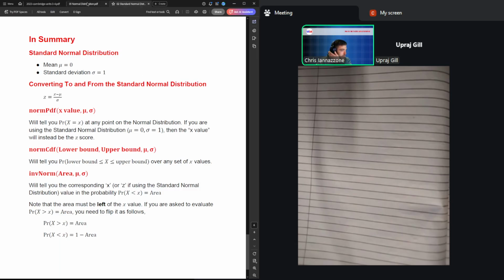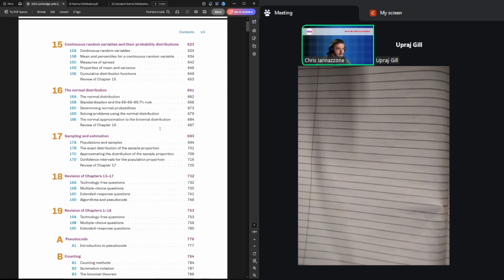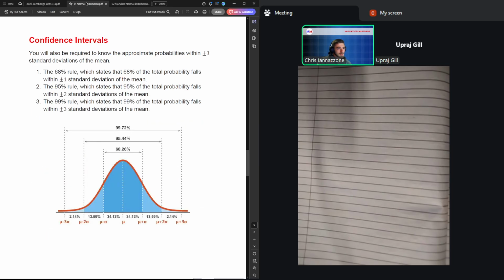And as for tech-free, you're always using the 68, 95, and 99% approximations for solving those probabilities, or even solving those Z-related stuff. Although you're not really doing too much of that for Z. You're just sort of thinking in terms of standard deviations rather than the actual probabilities associated with them. Anyway, those are the two main things there.